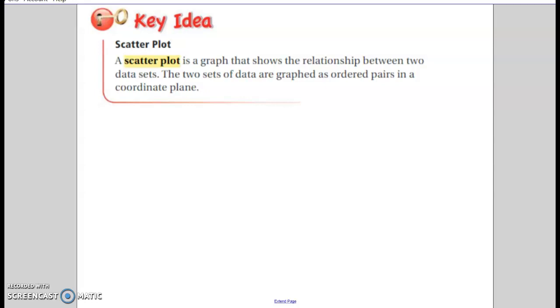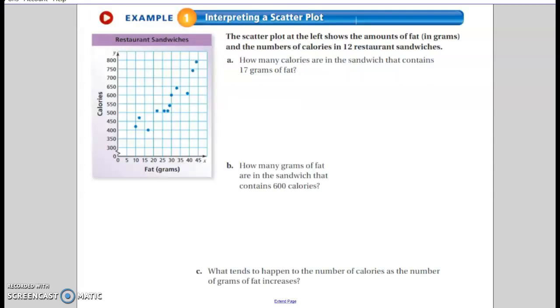So you guys have had a lot of practice with scatter plots this week. So we're just going to put it all together today in this lesson, and you'll have your Big Ideas Online assignment as well. So here's just a quick little review of a scatter plot. It's a graph that shows a relationship between two sets of data. You've had a lot of work with that this week. They're graphed as ordered pairs in a coordinate plane.